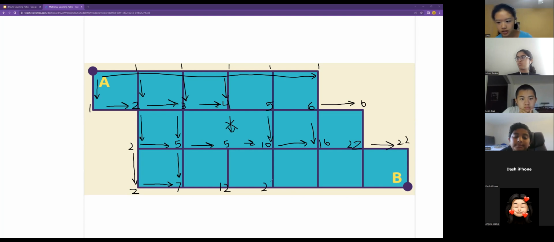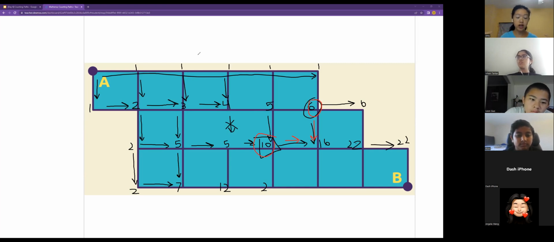Why 10 plus 6? Okay, so for this one, there's a vertex labeled 10 to the left of the one in question, and there's a vertex labeled 6 above the one in question. Because we're moving right and down, you can get to that vertex by going down from the one above it or to the right from the one to the left of it. So we add the numbers of both of those vertices together to get 16. That's why we're doing 10 plus 6.